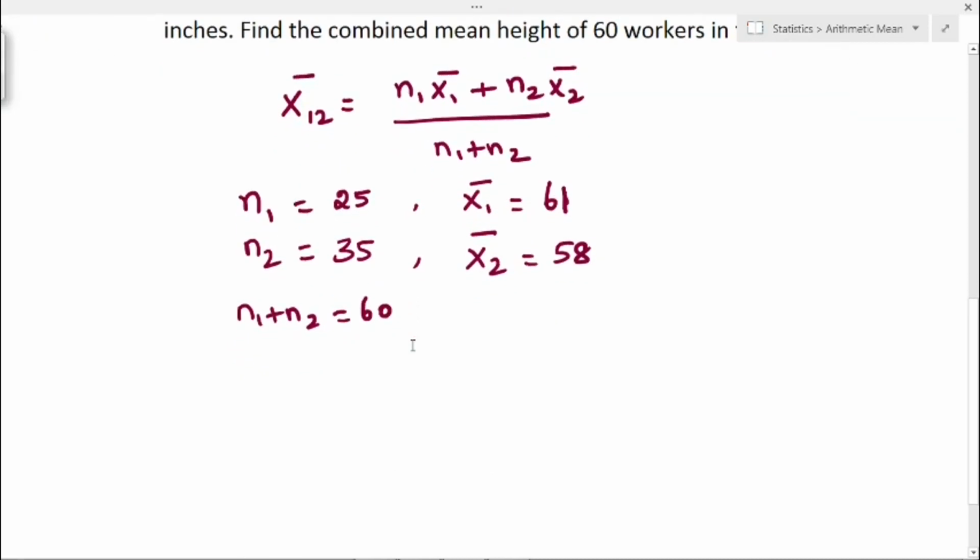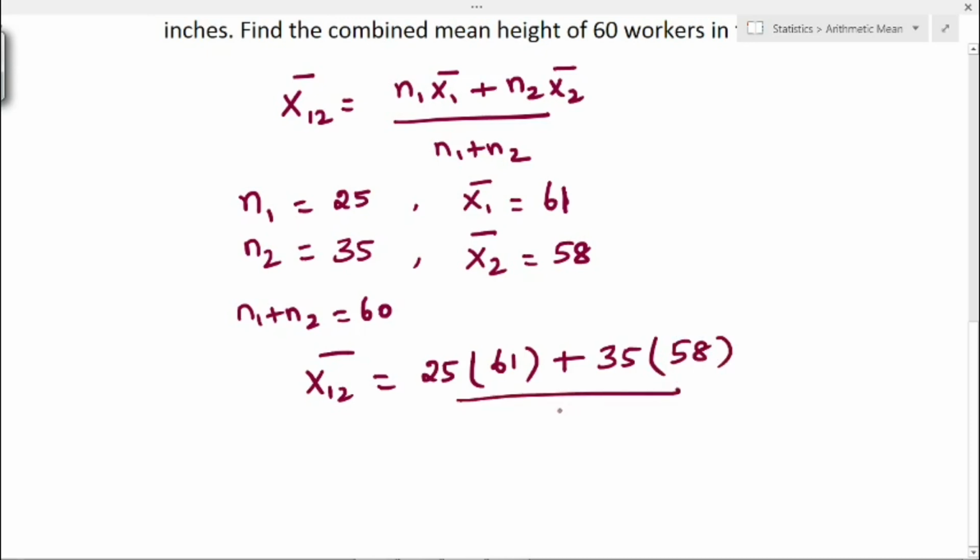So x12 bar is nothing but n1, that is 25, into x1 bar, the first mean value, that is 61, plus n2, that is 35, into x2 bar, the second mean value, that is 58, divided by n1 plus n2, that is 25 plus 35. So the total is 60. Now we have to solve this.